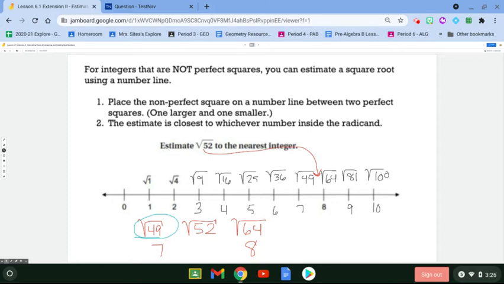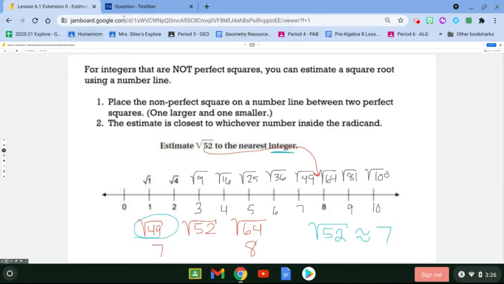So when I'm approximating the square root of 52 to the nearest integer, which remember is your positive or negative whole number, I would use the approximately equal to symbol. It's an equal sign that looks like two wavy lines. And I would say that it's approximately equal to the square root of 49, which is approximately equal to 7.